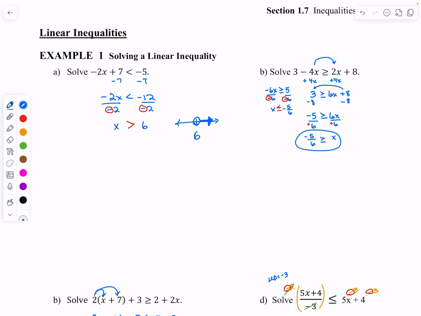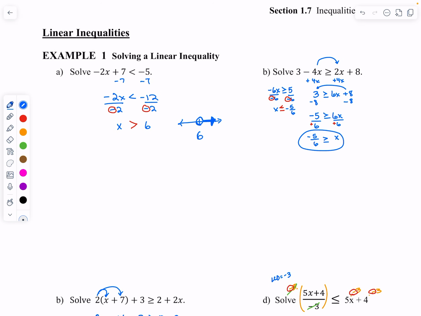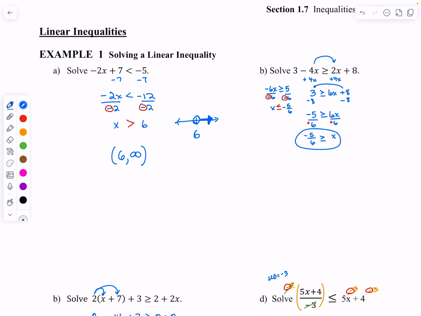So I know that if I walked on that imaginary railroad track, the first thing I'm going to get to is almost 6. And I go forever to the right. So that's going to be my infinity. Infinities always get parentheses. Notice I did not have an equal to sign in my inequality, so that's going to be parentheses. So that would be my interval notation answer.